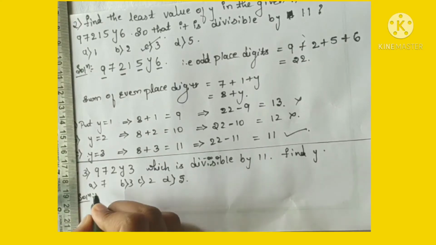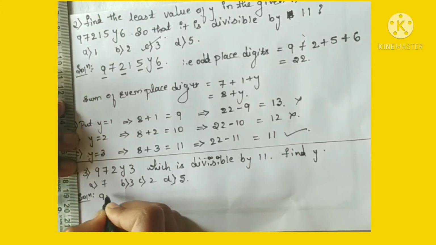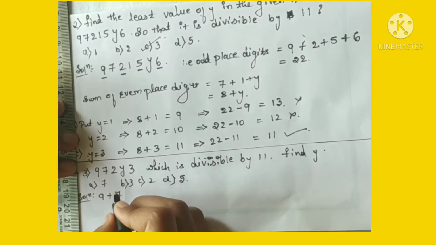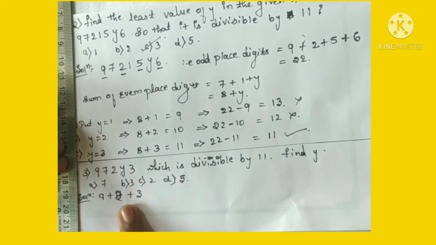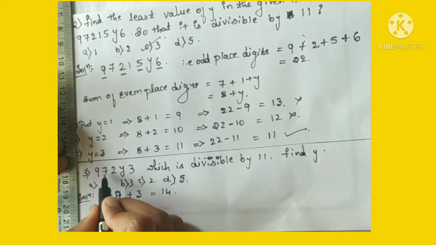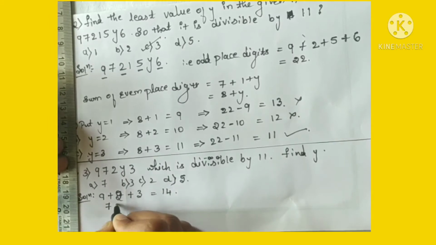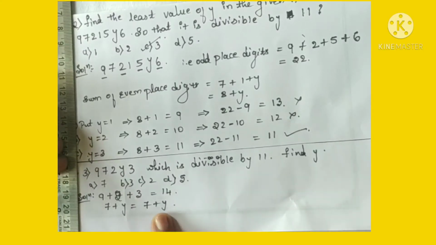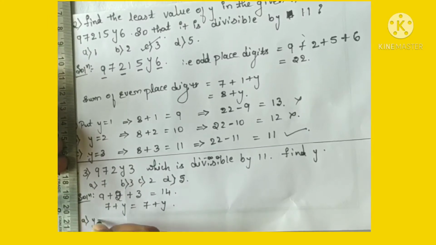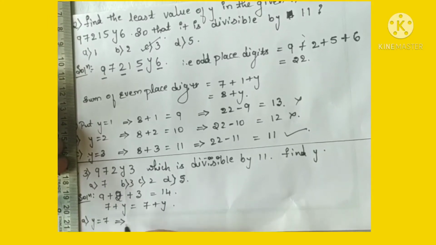So here I take the sum of the odd place digits, that is 9 plus 2 plus 3. These sum of the odd place digits is equal to 14. Now I will take the sum of the even place digits, that is 7 plus y, which is equal to 7 plus y only. Now I choose the value of y from the given options. I put option A, y is equal to 7. Then it becomes 7 plus 7, which is equal to 14.